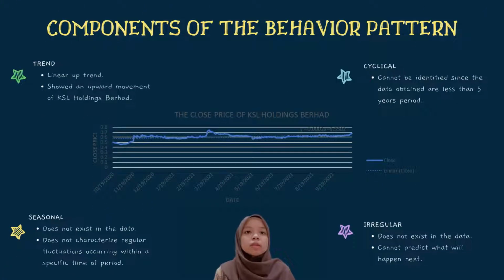Now, we move to the components of the behavior pattern. It has 4 components. First, trend. The close price of KSL Holdings Berhad shows a linear uptrend since the graph showed an upward movement. Second, seasonal. Seasonal variations are not identifiable in an annual data series, so seasonality does not exist in the data because it is not characterized by regular fluctuation occurring within a specific period of time. Third, cyclical. Cyclical cannot be identified since the data obtained cover less than 5 years. Last, irregular. Irregular also does not exist in the data since nothing happens in the time frame, so we cannot predict what will happen next.